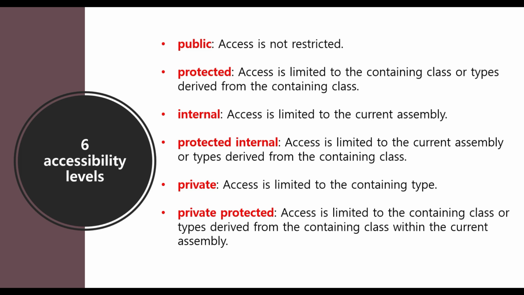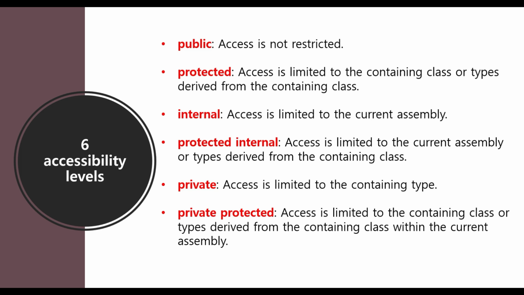And a next keyword is private, and in that case, access is limited only to the containing type. And private protected, in this case, access is limited to the containing class or types derived from the containing class within the current assembly. Now, private protected is a fairly new access modifier starting with C# 7.2. It was previously not there.